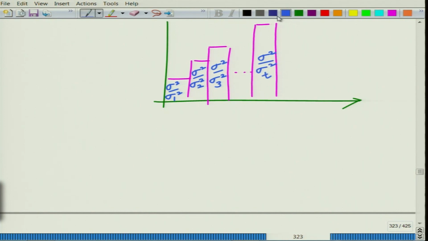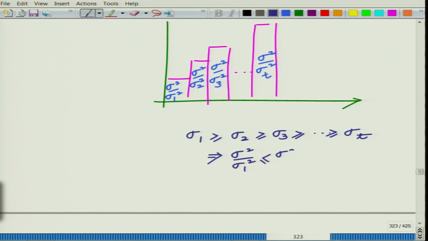Now, remember, the singular values are arranged in decreasing order: sigma 1 greater than or equal to sigma 2 greater than or equal to sigma 3, and so on, greater than or equal to sigma t, which implies sigma square by sigma 1 square is less than or equal to sigma square by sigma 2 square, and so forth, is less than or equal to sigma square by sigma t square. So, these bars are in increasing order of height.